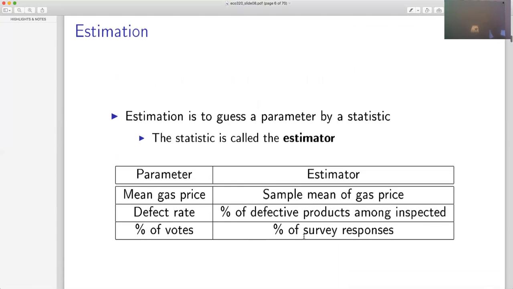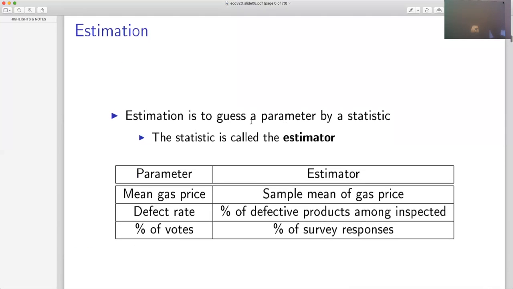Estimation is a guess, a guess of a parameter by a statistic. Ultimately we want to know the parameter, but we use some kind of statistic. This is called an estimator. We are trying to guess the real true value that we want to know, but we are using a sample to estimate it. Those are called statistics or estimators.